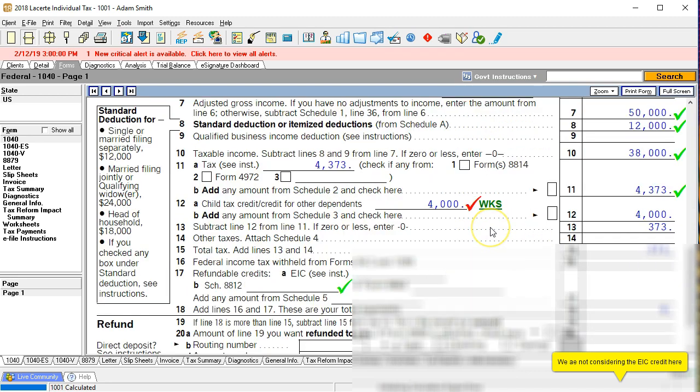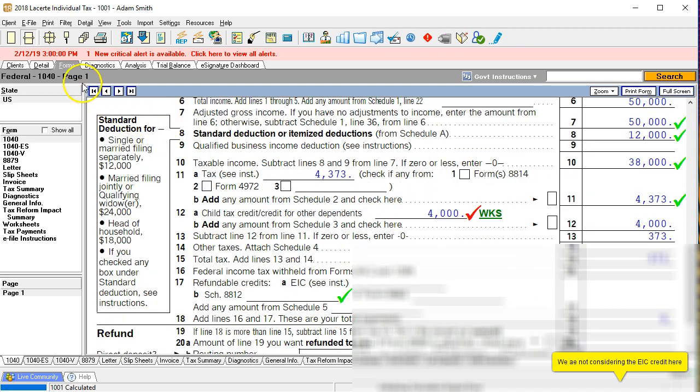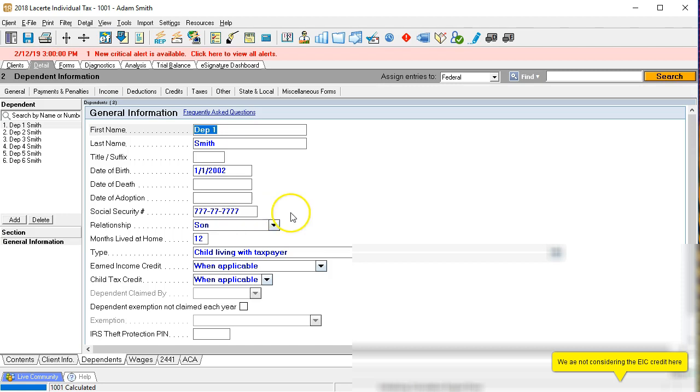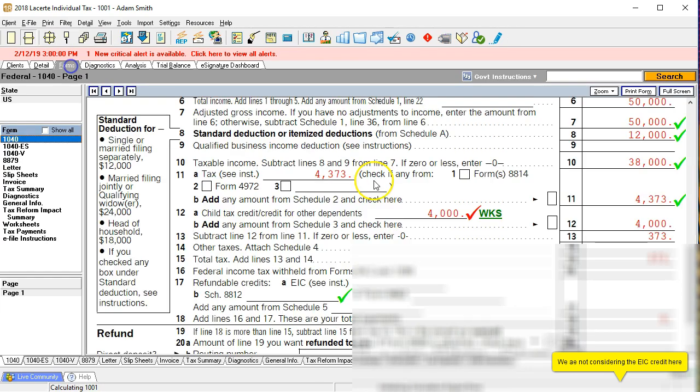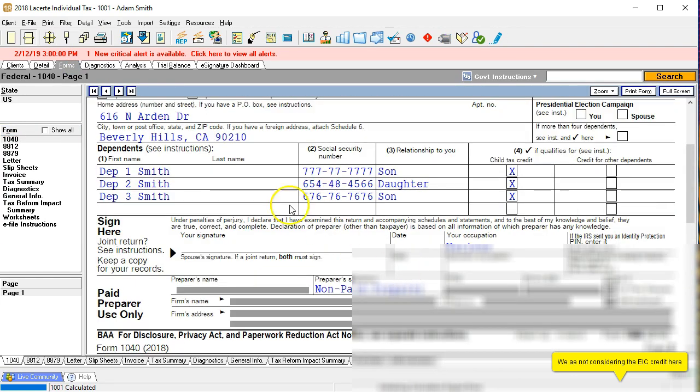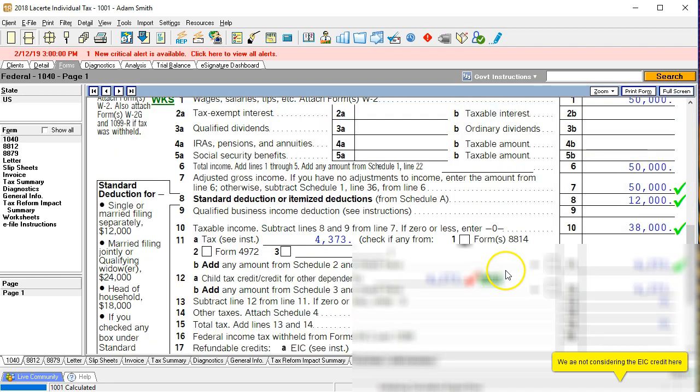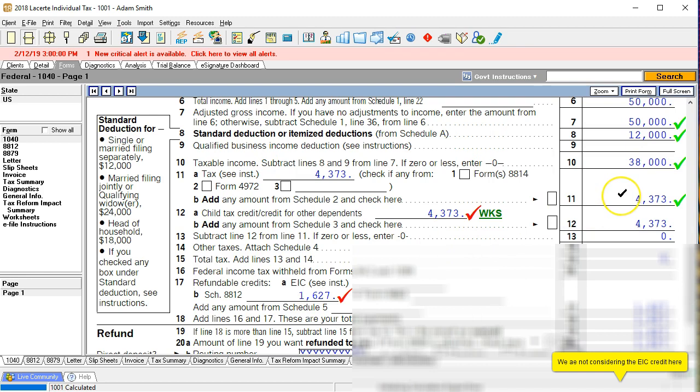So now you would think you'd get 4,000, which would be 2,000 times 2 dependents. You would get the 4,000, and our liability is 4,373. So that's over the liability. Therefore, we're good there. Well, what if we had three qualified children? Let's do 3 qualified children. So now we've got dependent 1, dependent 2, dependent 3, and we've got a limitation, because now you would think it would be 6,000.